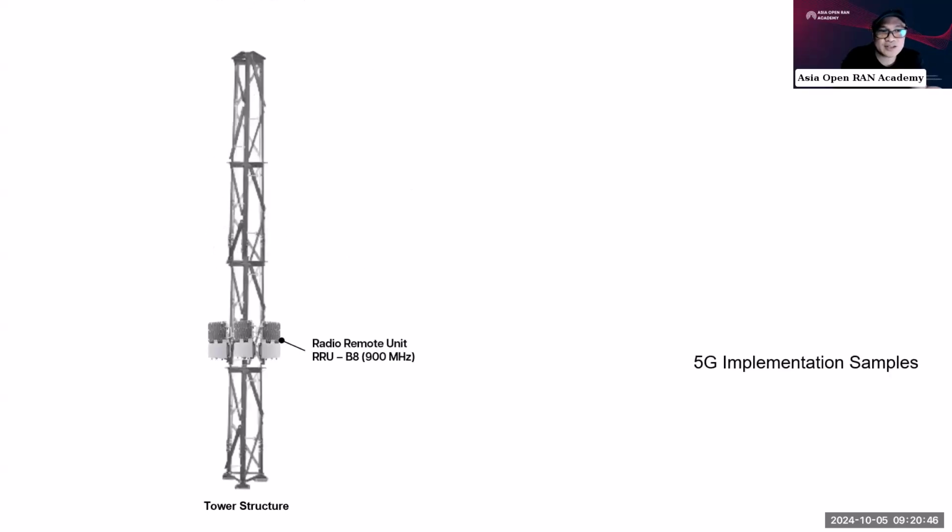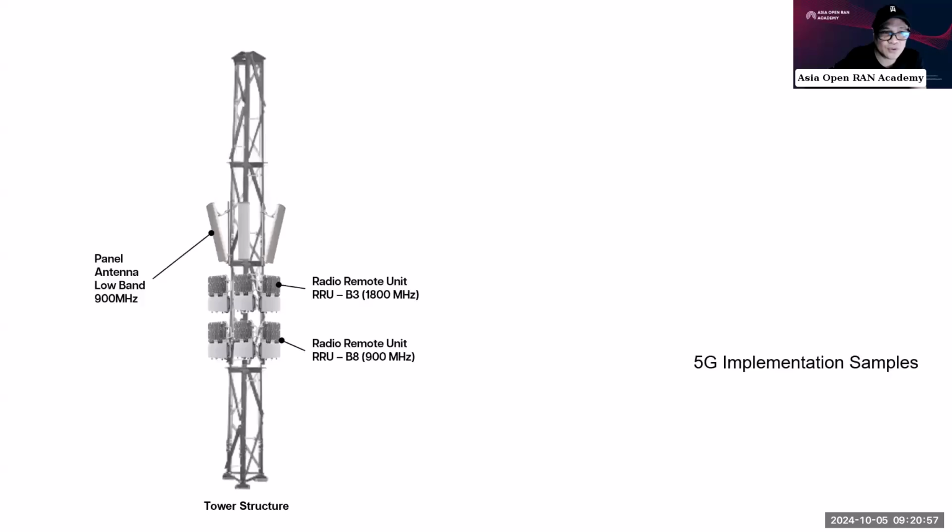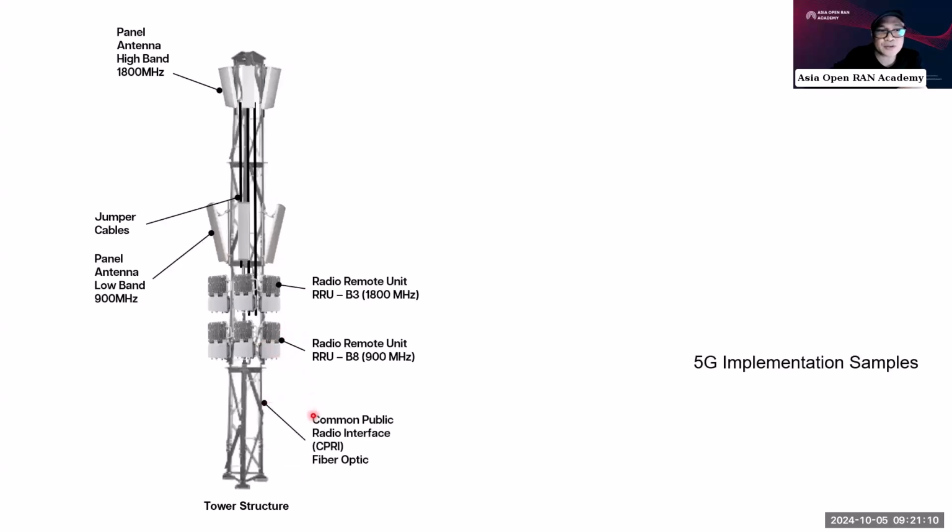And then you have your existing radio units, the RRU, if it's 900 megahertz. And then you have the 1800 megahertz. This is a typical example lang. And then you have your legacy antennas for low bands and for high bands. Okay? So these are the existing towers now. Then you have the jumper cables connected to the RRU. And then the RRU is connected to the baseband unit using the CPRI, or the Common Public Radio Interface. This is a fiber optic going to the baseband unit that is capable of GSM, UMTS, and LTE.